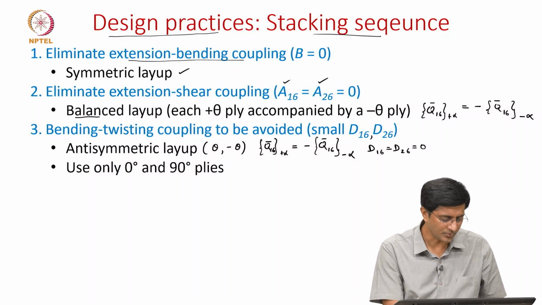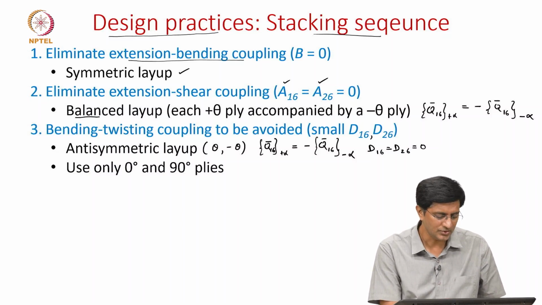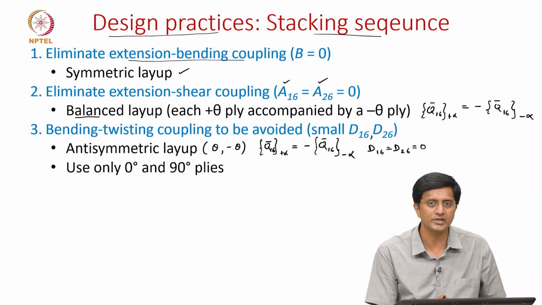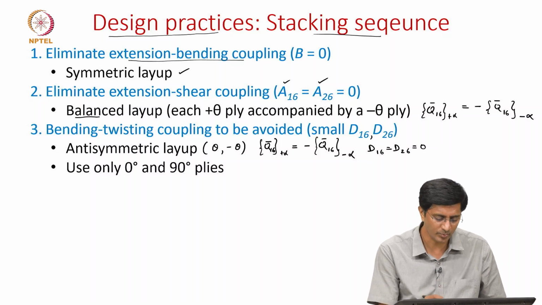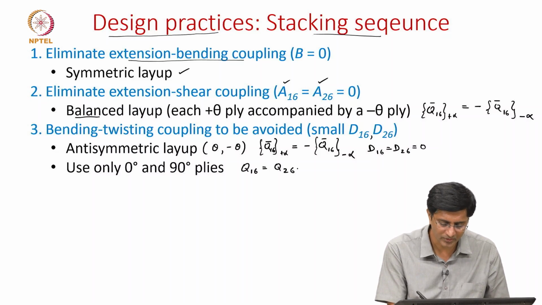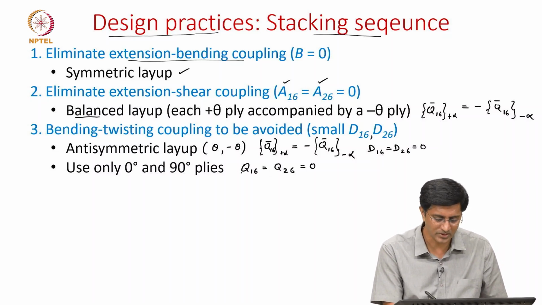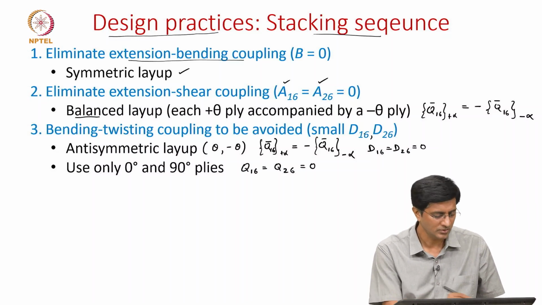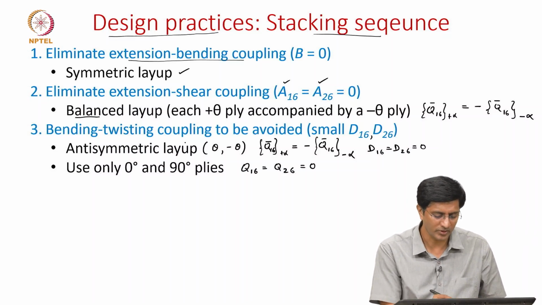The other option is to simply use the 0 and 90, which is the cross ply laminate. How does this help to get the D16 and D26 to 0? Because we know for these laminas the Q16 and Q26 values are 0. Once these Q16 and Q26 are 0, then of course this will also lead to these two values going to 0. So the bending twist coupling can be avoided.